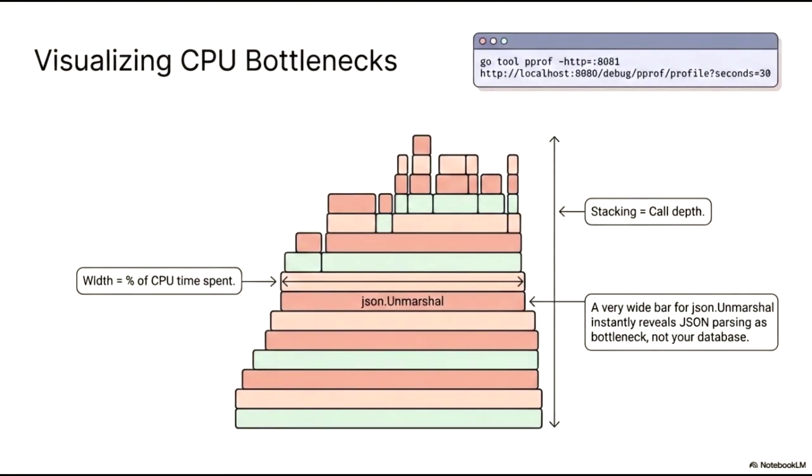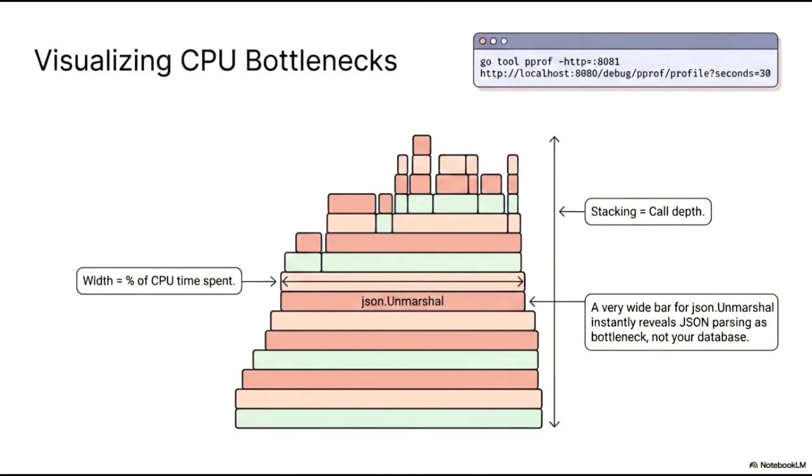To effectively identify performance issues, we can use the go tool pprof to generate a flame graph, which visualizes CPU bottlenecks in a clear and intuitive way. In this chart, the horizontal width of each bar represents the percentage of total CPU time spent within that specific function and its children. The vertical axis represents stacking, which shows the call depth of the execution path. By analyzing the width, we can immediately spot where the most time is being consumed.